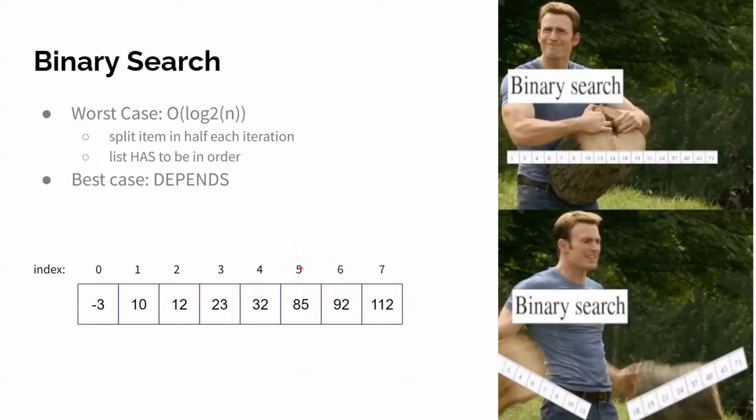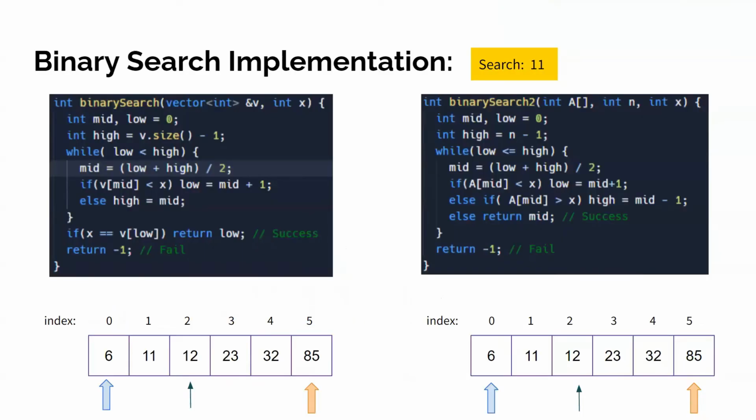Now, the best case for this actually depends because there's different implementations you can do of binary search. Again, binary search just means that you're splitting your list in half each time to find it. Okay. So here we have two different implementations. And here we're going to be searching for 11. So let's look at this to the left, right? We have a middle pointer, we have a low, and we have a high.